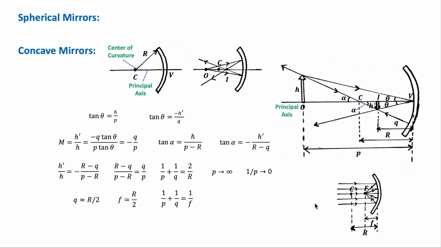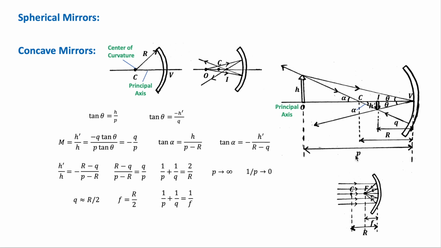So if the object is very far from the mirror, so if p is large compared to R and approaches infinity, then 1 over p approaches 0, and this equation gives q approximately equal to R over 2, which means that when the object is very far from the mirror, then the image point is halfway between the center of curvature C and the center of the mirror V, okay?